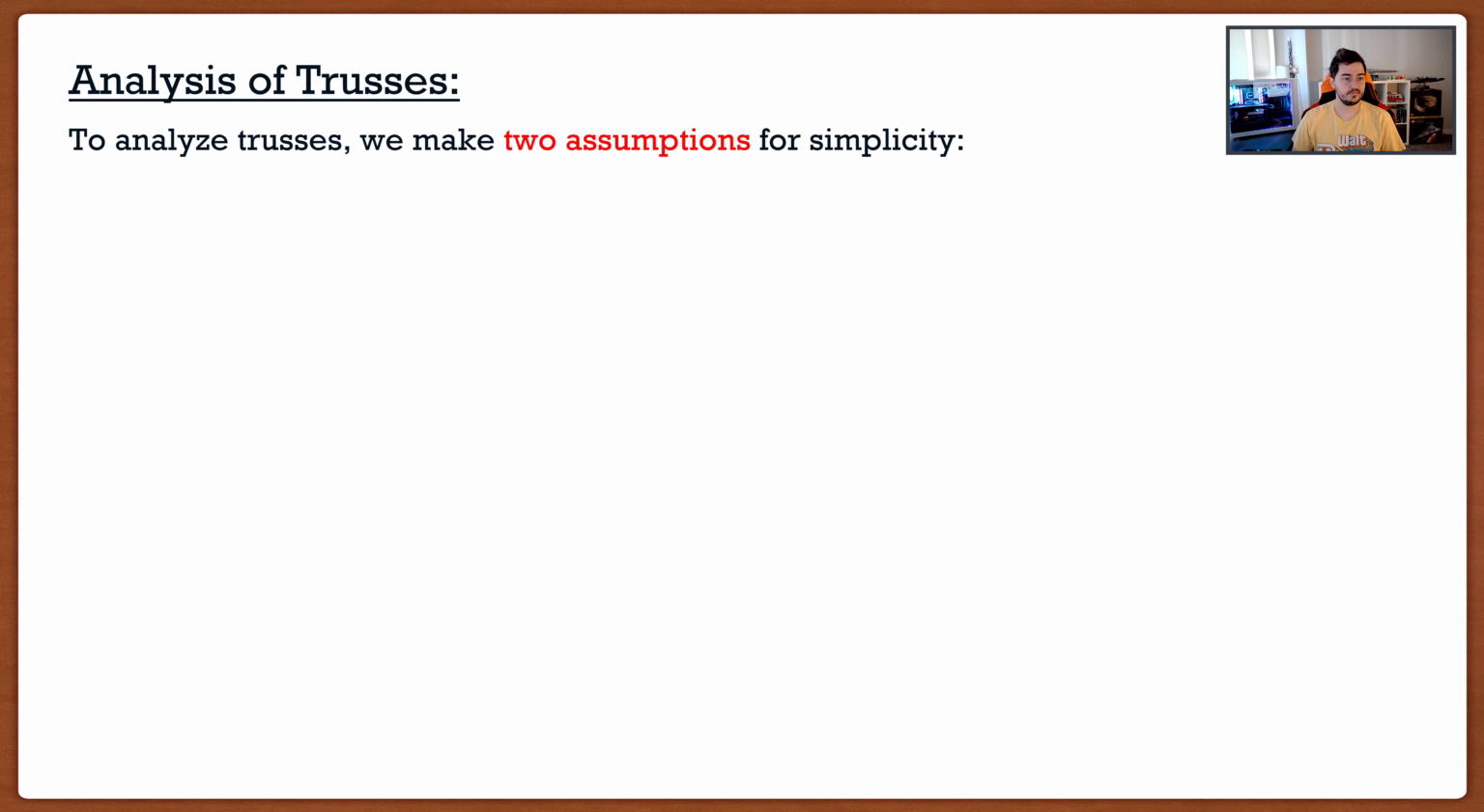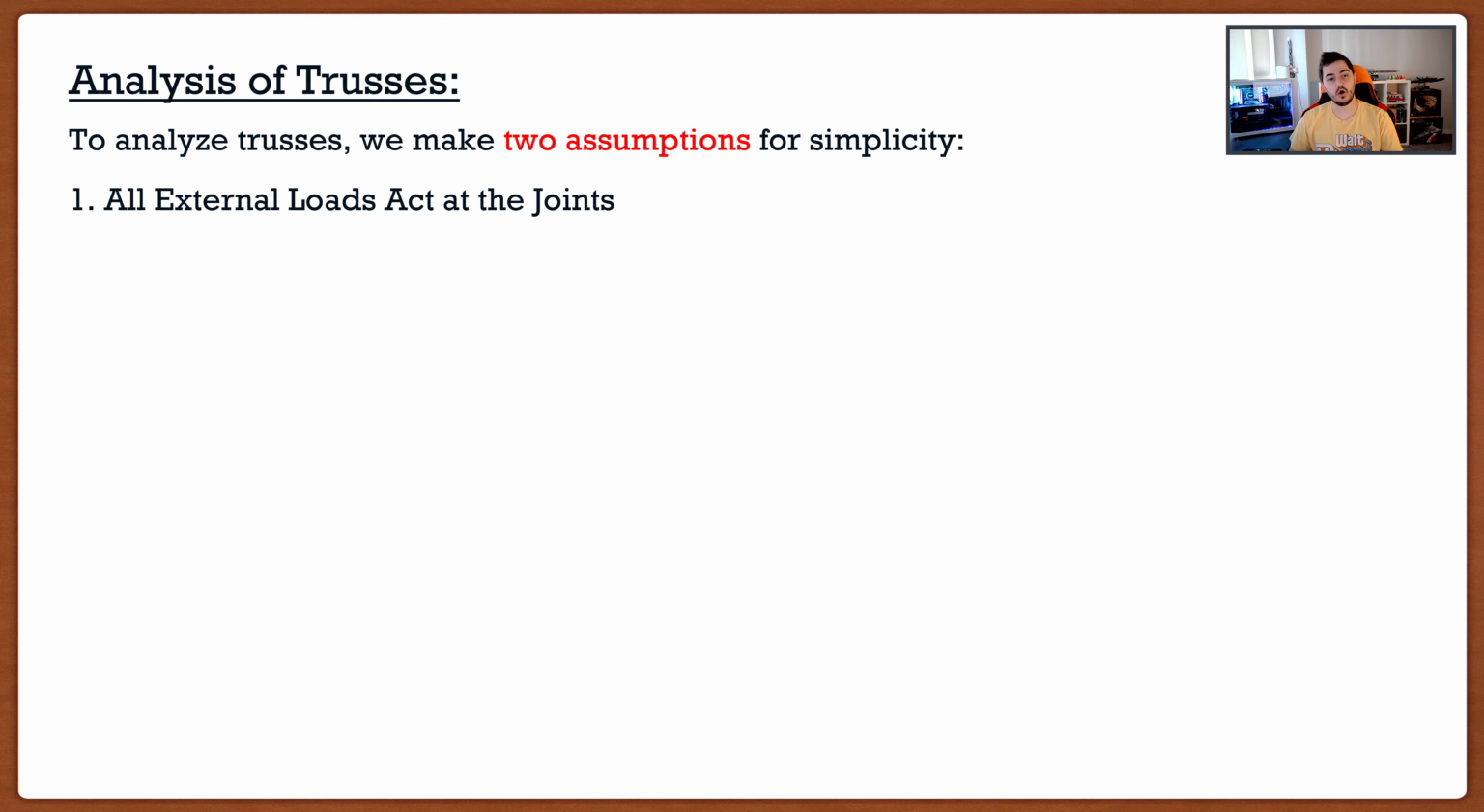Makes sense? Now, before we go into the analysis of trusses, we have to do some groundwork before we get into the actual fun. When we talk about the analysis of trusses, there are going to be two methods, which will be discussed in the next two videos: the method of joints and the method of sections. Before we get into those, we have to state two assumptions that we're going to make. Both of these analysis methods are going to rely on these two assumptions for simplicity.